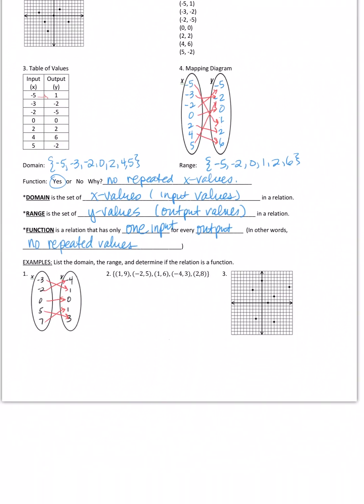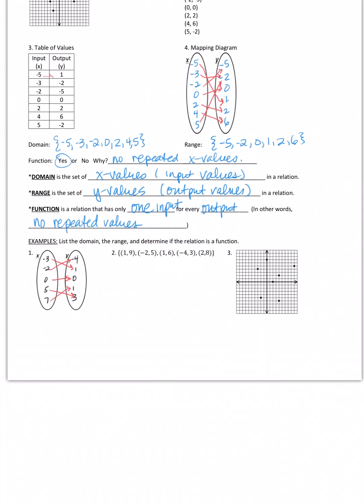Now, looking at these examples, let's see what we got. It says list the domain, the range, and determine if the relation is a function. Okay, so look at number 1, it's a mapping. My domain is my x's, so I would write this. Domain is least to greatest, so -3, -2, 0, 5, and 7. My range, least to greatest again, -4, 0, 1, 3. Now to determine if this is a function, I'm just going to make sure that none of these inputs is used twice. Each one is unique, so this one is indeed a function.